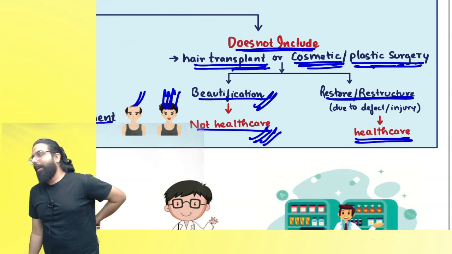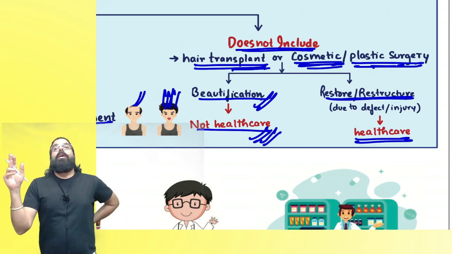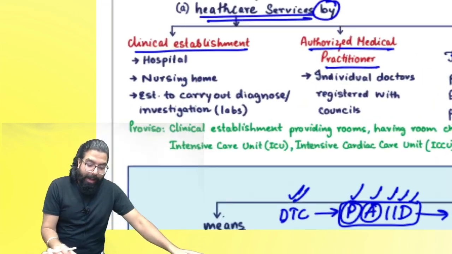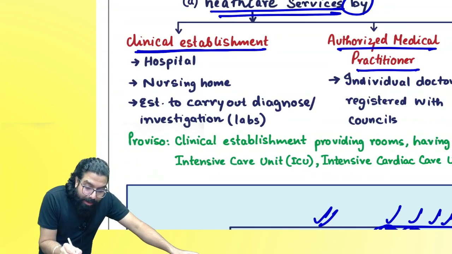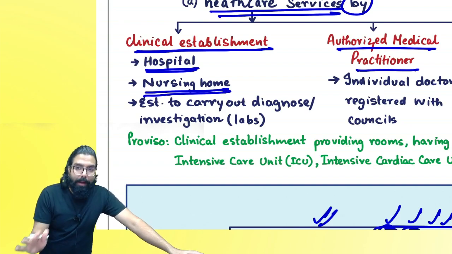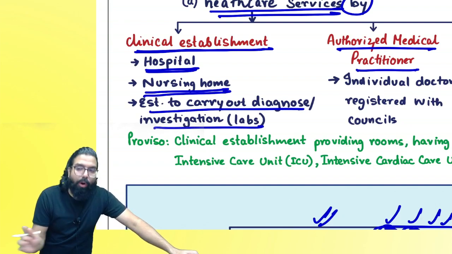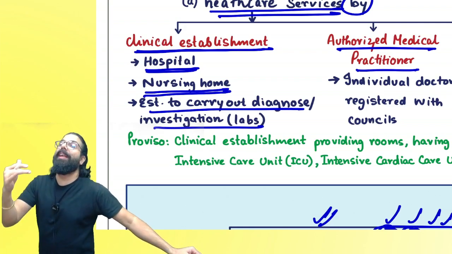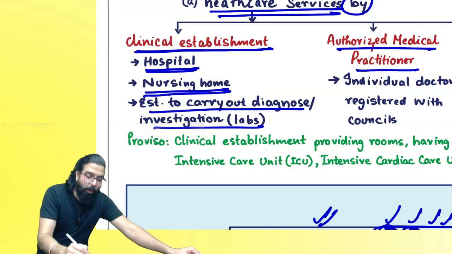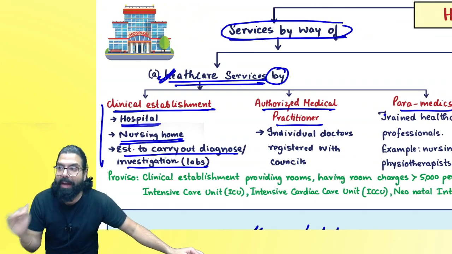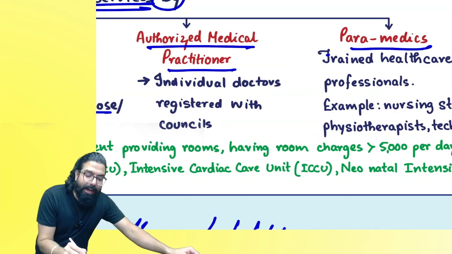Now, what I'm going to tell, listen. Healthcare service has to be provided by whom? Healthcare service has to be provided by a clinical establishment, like hospital, nursing home, diagnostic labs, sanatoriums. All these are clinical establishments, and when they give healthcare service, only then it will be exempt.